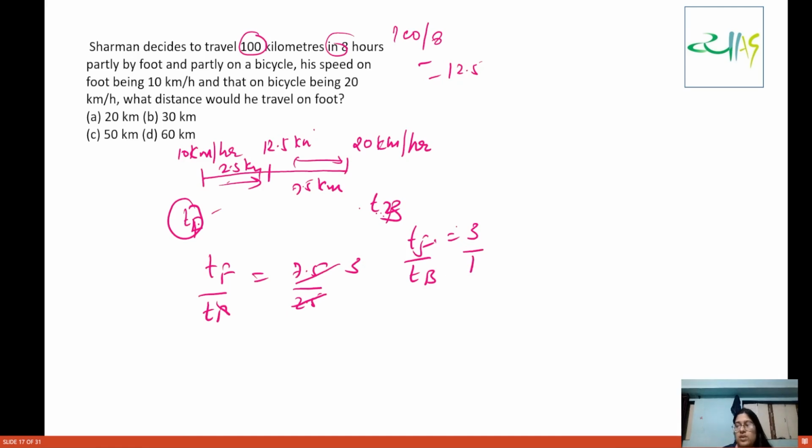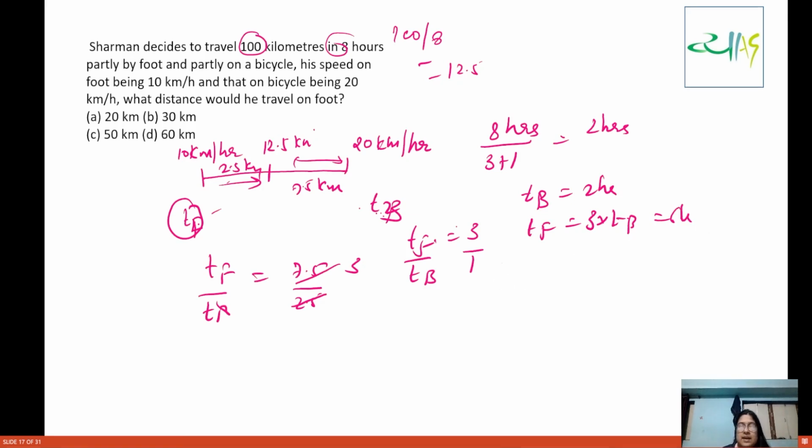3 is to 1. Okay, fine. Now, what happens here is that this is the ratio of the time. So in 8 hours, there will be how many parts? 3 plus 1. So this becomes 2 hours. So we know time spent on bicycle is 2 hours, and time spent on foot is how much? 3 into 2, that is 6 hours.